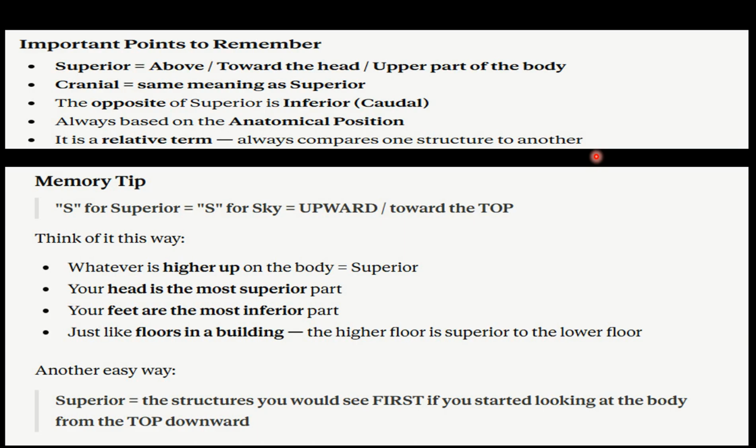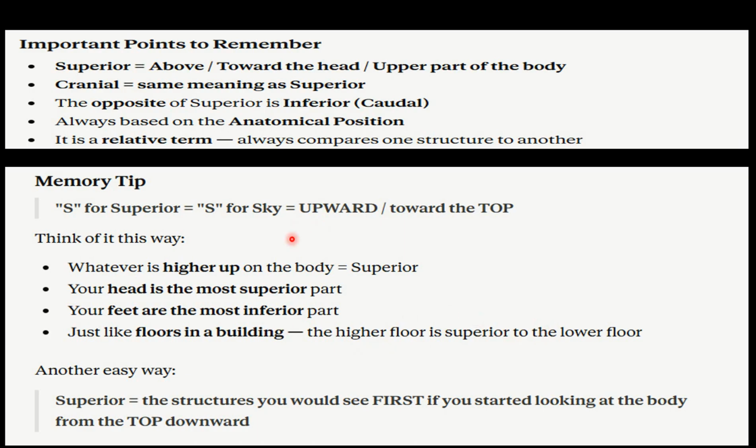Now we know what is superior, we know what is cranial. Let's try to understand how to remember this for a very long time. So there is a very simple trick. Superior starts from S. S relates to sky. So whenever we are talking about superior, S denotes sky. That means towards up or toward the sky. Okay. So whatever is higher up on the body is superior. Your head is the most superior part. Your feet are the most inferior part. Just like floors in a building, the higher floor is superior to the lower floor.